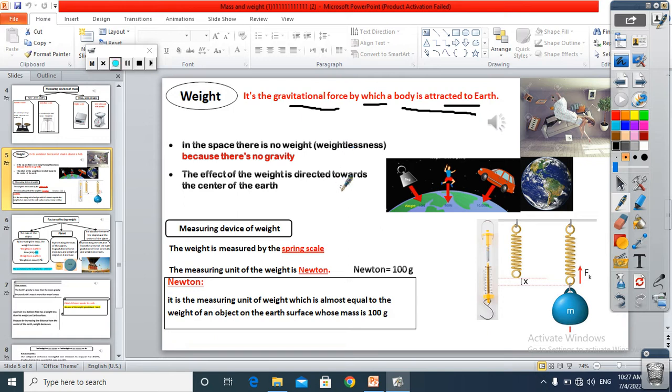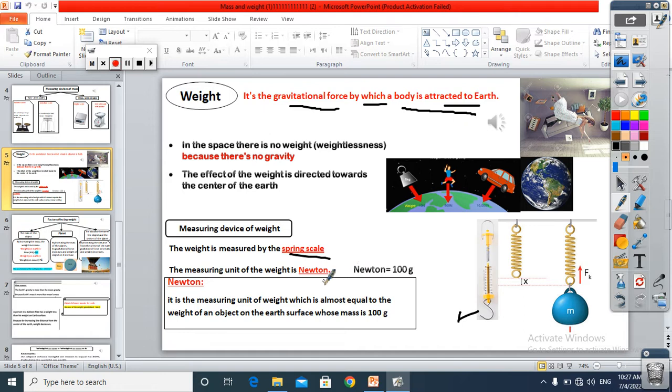Now, if I ask you, how can we measure the weight? We can measure the weight by this device, which is called the spring scale. Which is called what? Spring scale. And the measuring unit of weight is Newton.